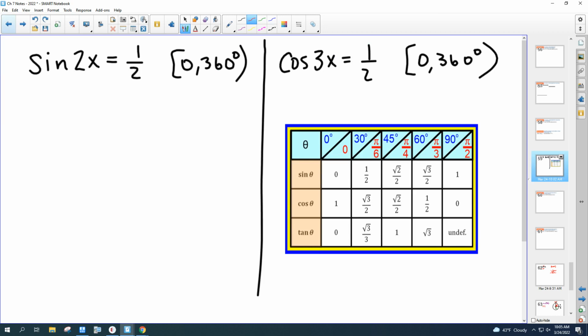If I do sine 2x equals 1/2, we see that it's a double angle. We're going to have to get rid of the sine, and we're going to have to get rid of the 2. This is an equation with only one variable in it, so I'm going to be able to isolate it. But I can't do the 2 first because it's wrapped inside of a sine. I'm going to have to get rid of the sine first. I'm going to have to do an inverse sine of both sides.